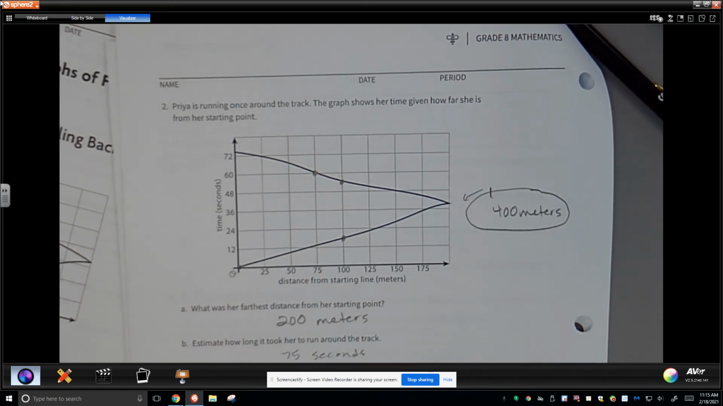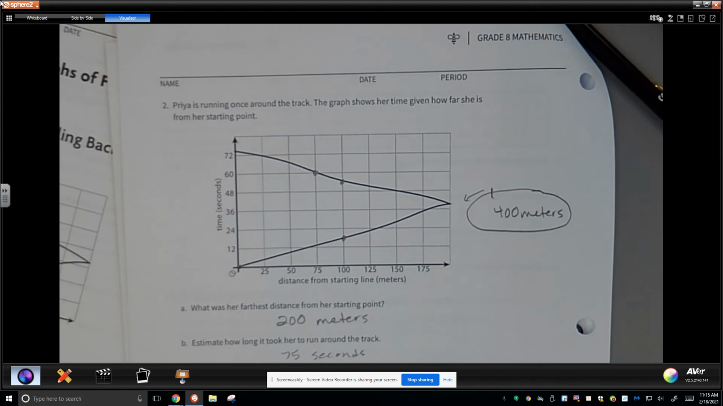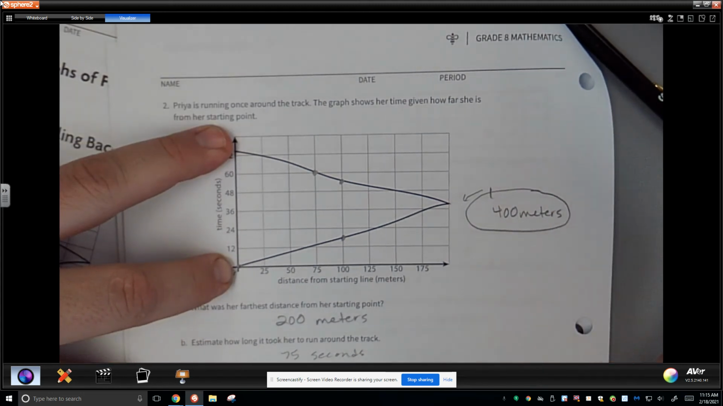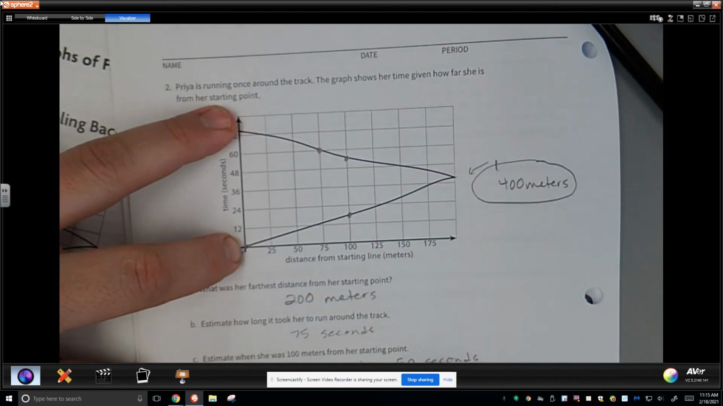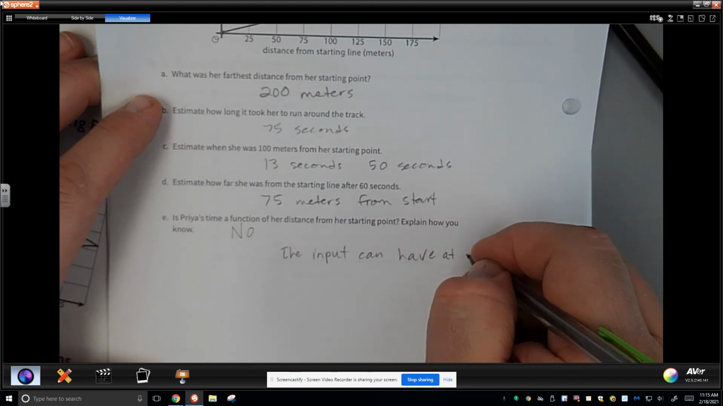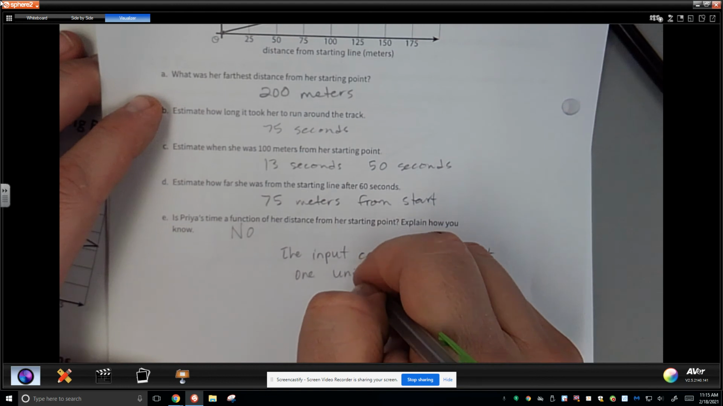Now, is Priya's time a function of her distance from her starting point? In this situation, no. What we're saying is time is a function of her distance related to the starting point, and the problem is no, because the starting point and the ending point are the exact same spot. In a function, the input can have at most one unique output.